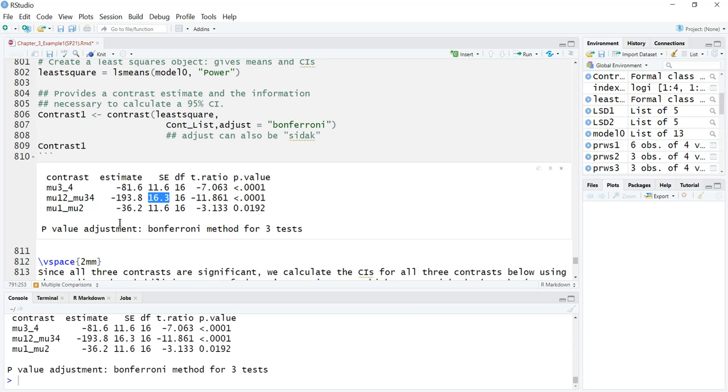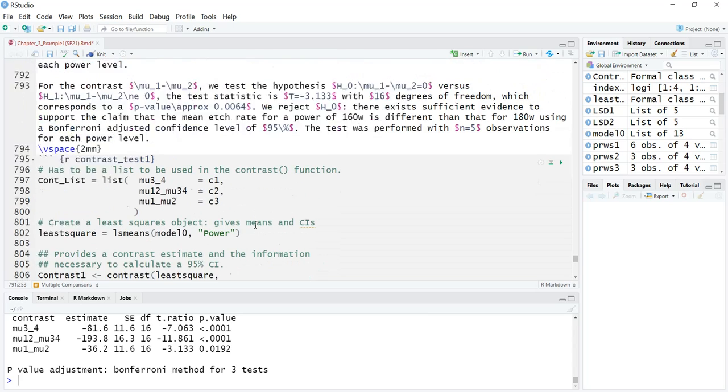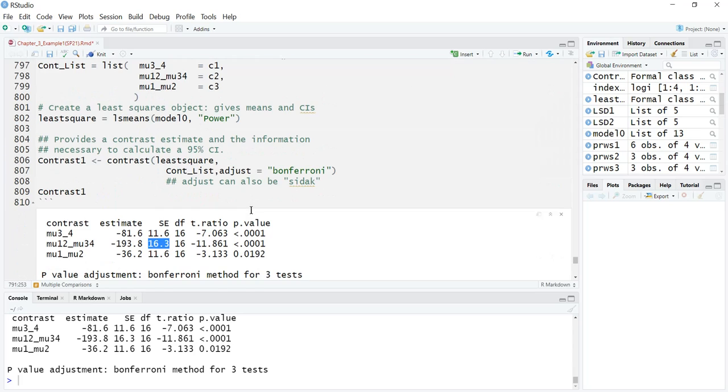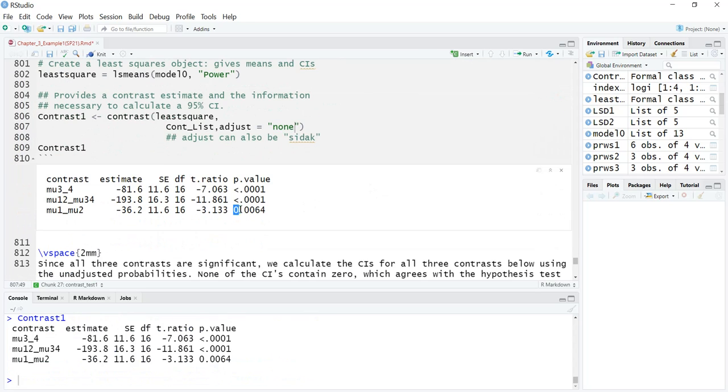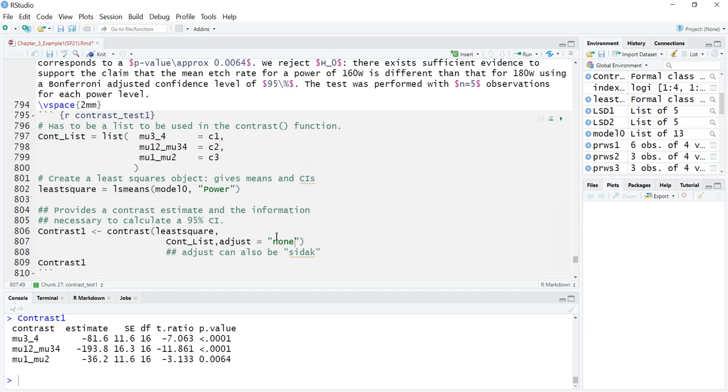If you change this from Bonferroni to, let's say, if I say none, where do I do that? Yeah, here. If I change this to none, then watch this value. It's the only one that's going to change because it's not too small to show up. So now it's 0.0064. So that's the only thing. And let's see, -3, that changes 11.86, and this 7, we'll look at that.